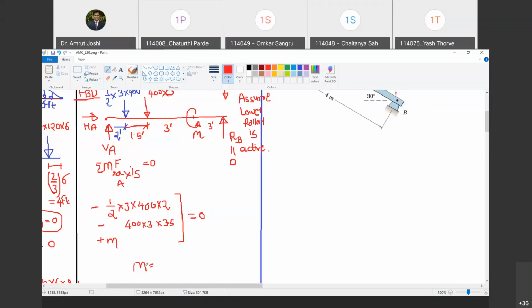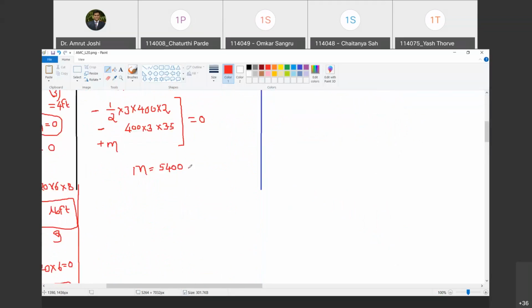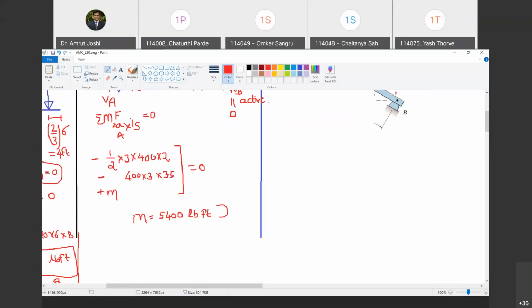So it is 5,400. What will be the unit? Unit will be unit of force multiplied by unit of distance. The unit of force that we are using is pound. The unit of distance that we are using is feet. So it is 5,400 pound feet. This is the unit. And it is in which direction? Anti-clockwise direction. Are you with me?